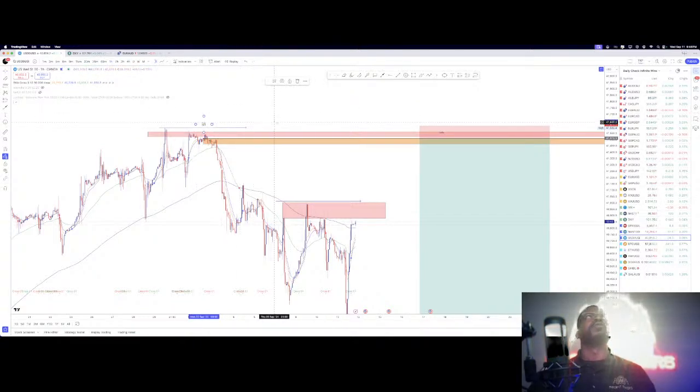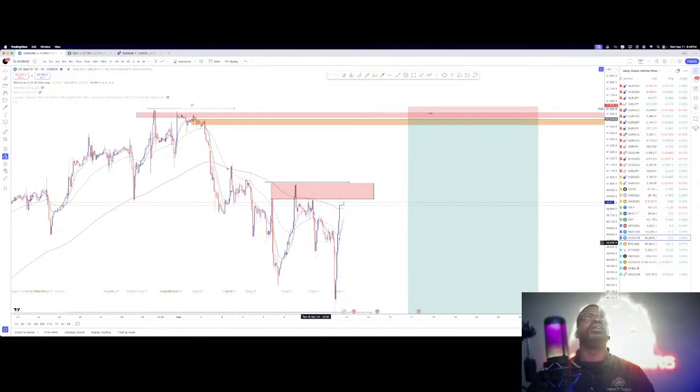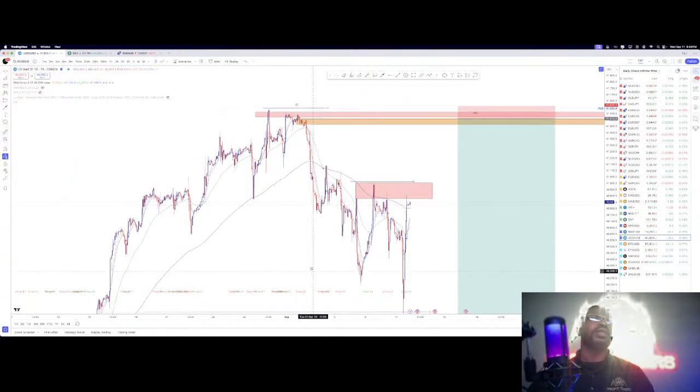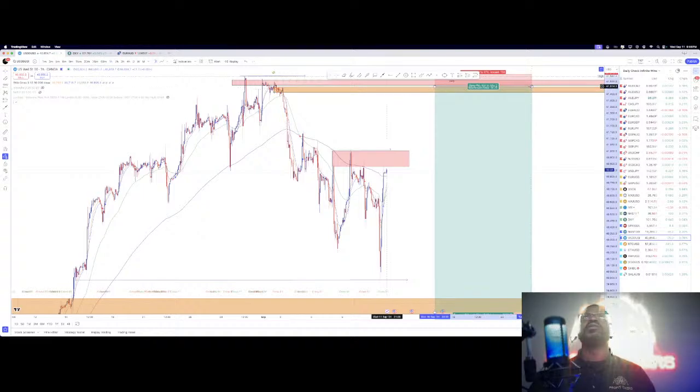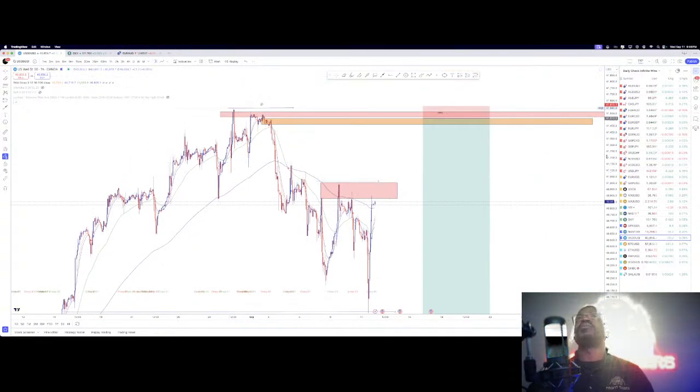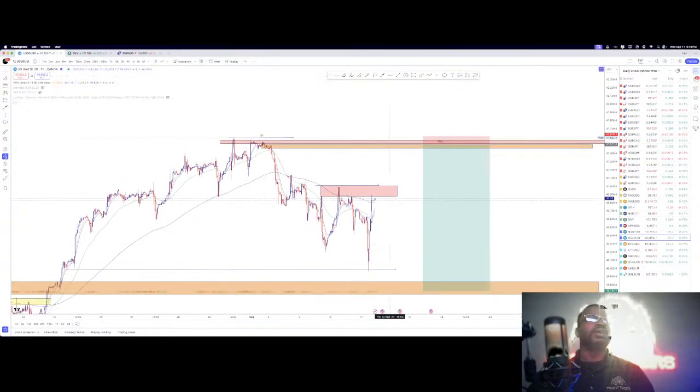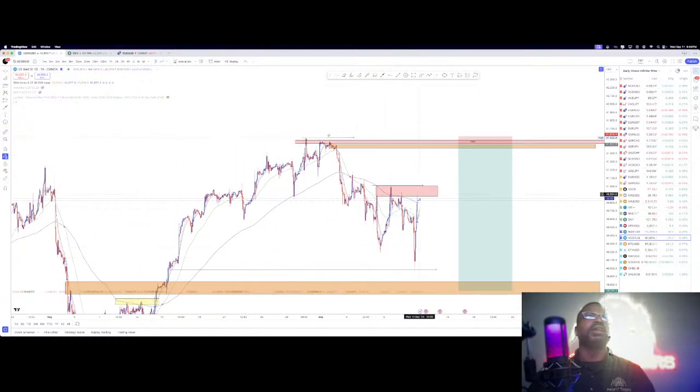I want to make sure that we analyze all possibilities. A lot of people just stop at what they believe their bias could turn out to be, and then they leave it alone. You want to be prepared no matter what happens. Whether price goes up or goes down, you need to be in position.